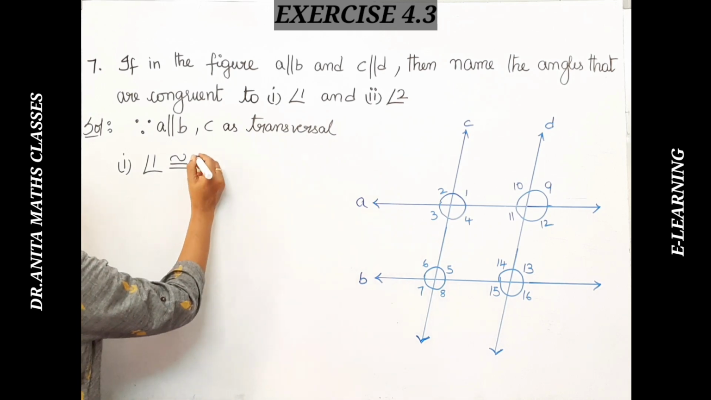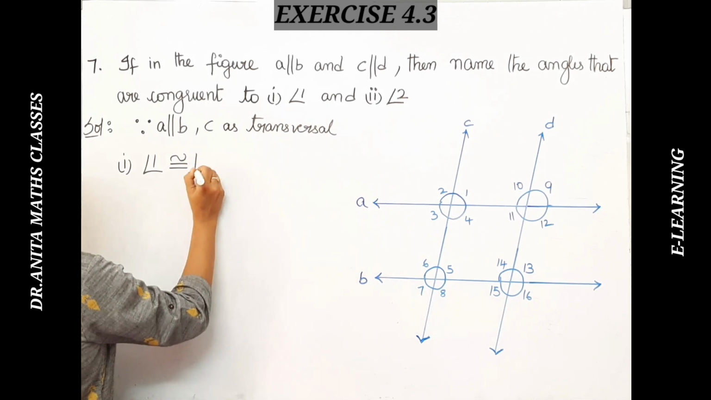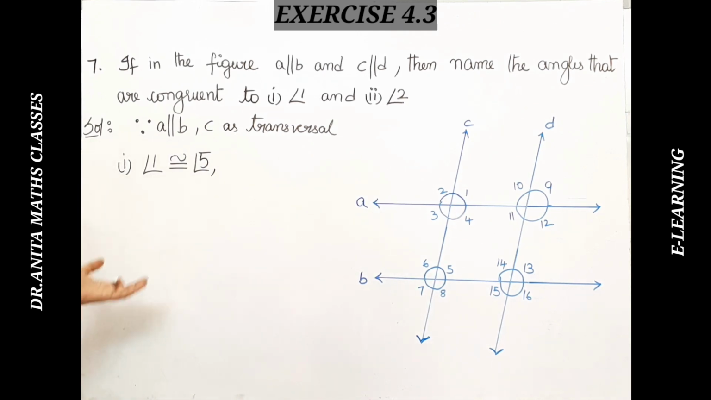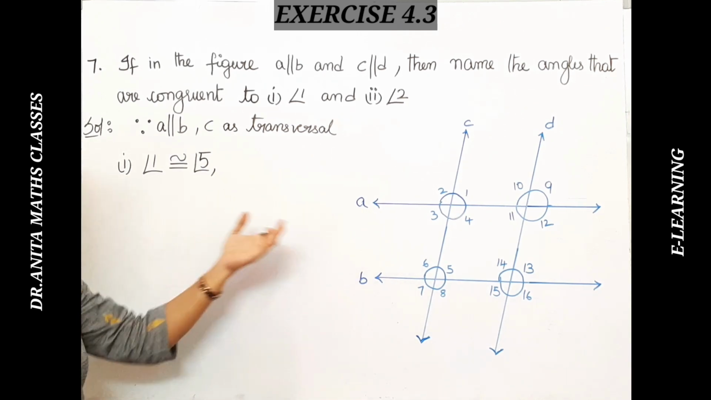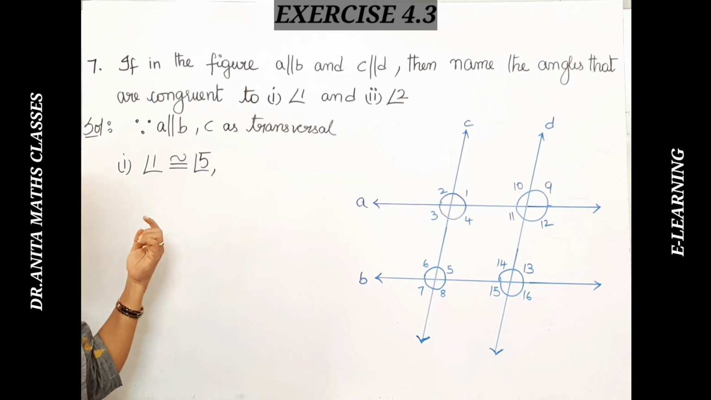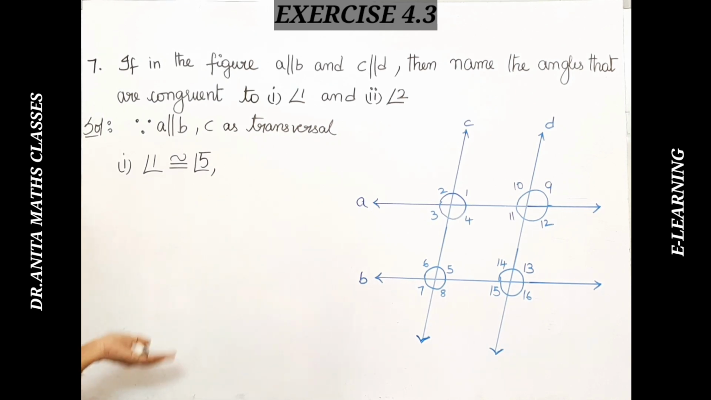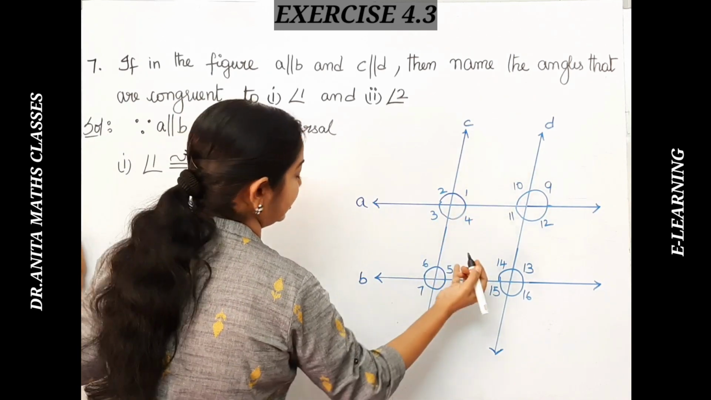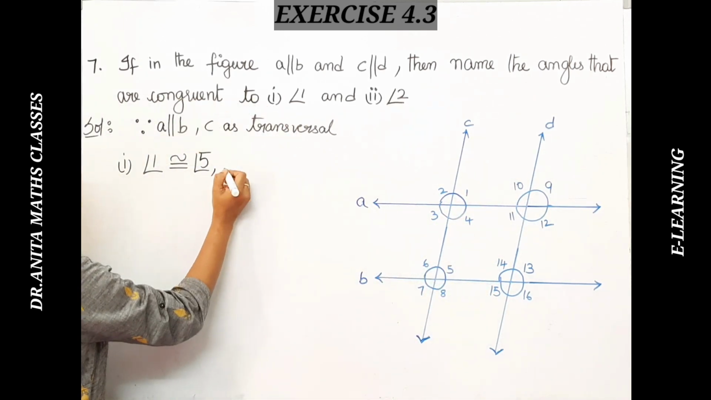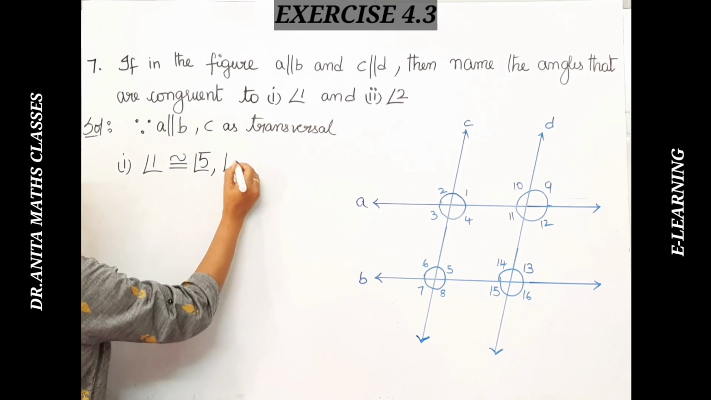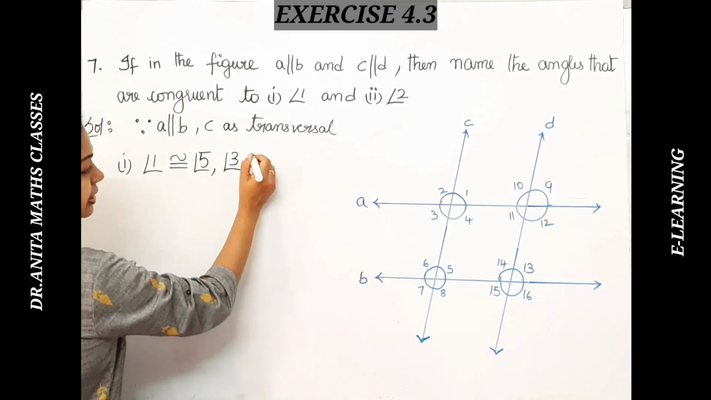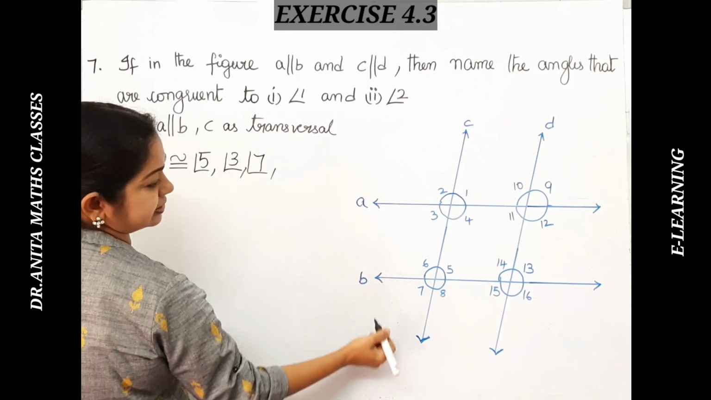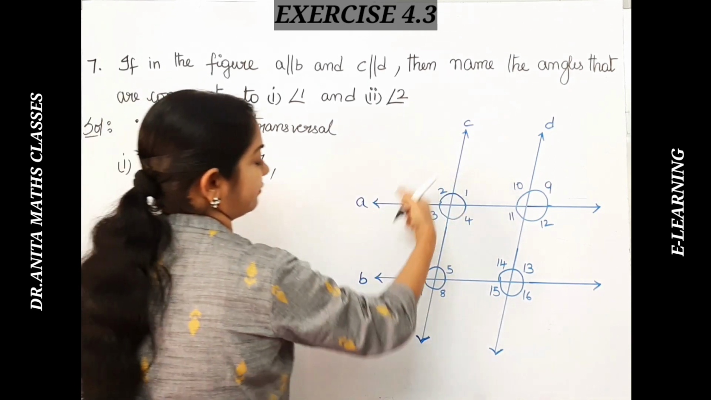So for angle 1, angle 5 is congruent. Congruency means equal in measure. In a triangle, they should have the same shape and size, that is congruency in triangles. Here the angles are congruent, meaning they are equal in measure. So the corresponding angles are 5, 3, and 7.